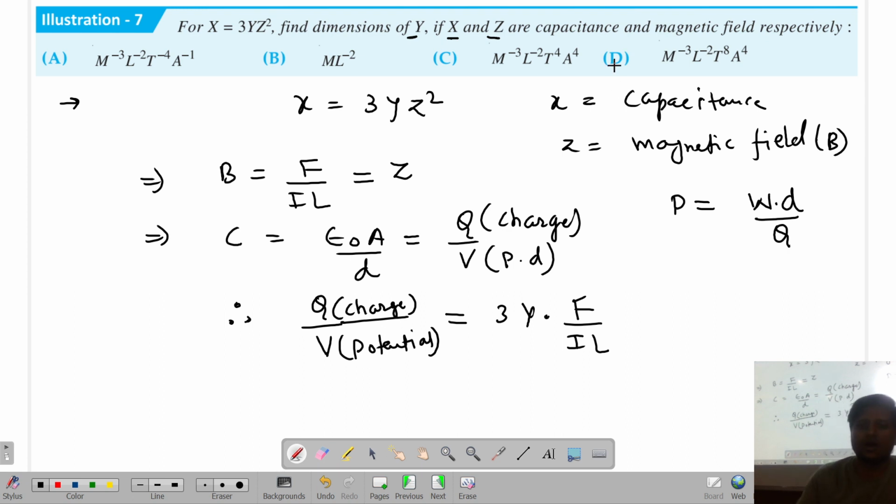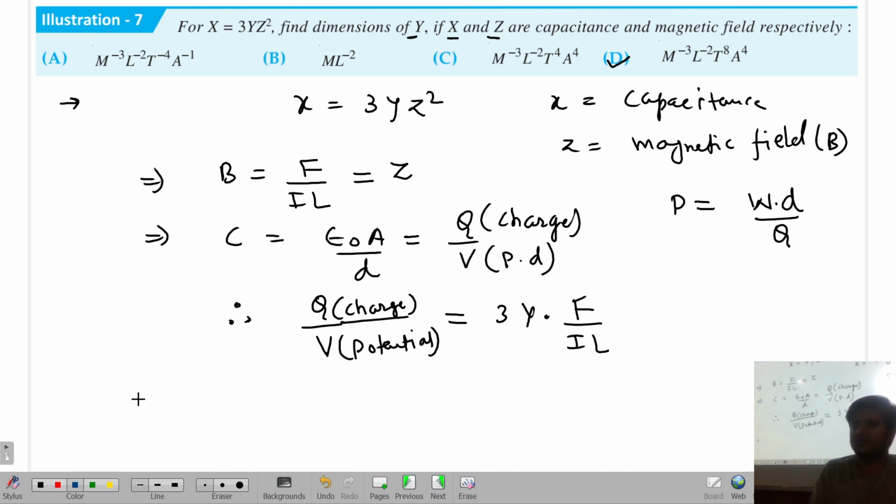I think option D is correct. Yeah, you'll get it. Same thing. Should I solve or can you solve? Tell me. Everything I'll solve. Then what is your work?